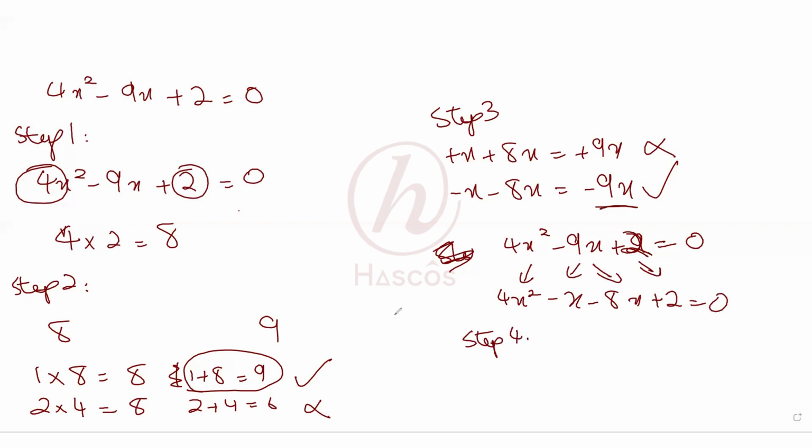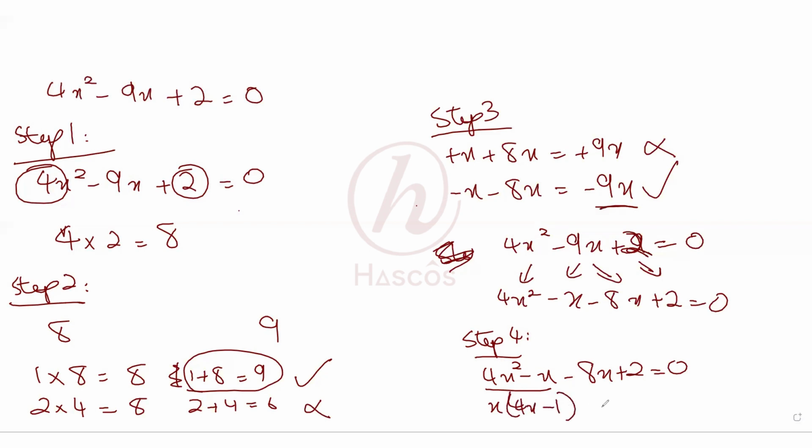In step number 4, we need to take commons. So just write the simplified formula: 4x squared minus x minus 8x plus 2 equals 0. Now 4x squared and minus x have an x as common, so we're going to take out x as common. When we take away x from 4x squared, we have a 4x. When we take away x from a negative x, we are left with a negative 1. Then we have a negative 8x plus 2. The negative sign in the middle gets copied as it is.